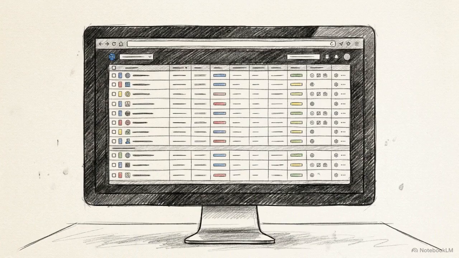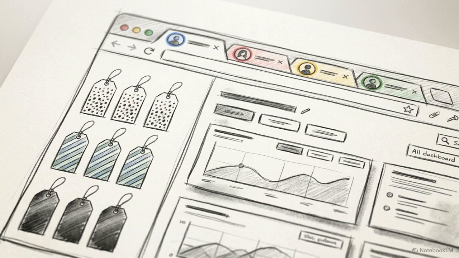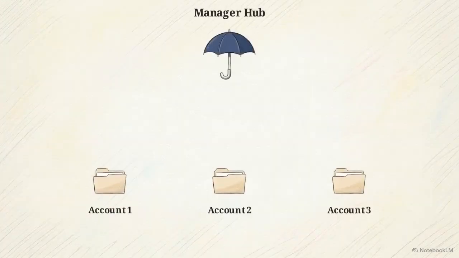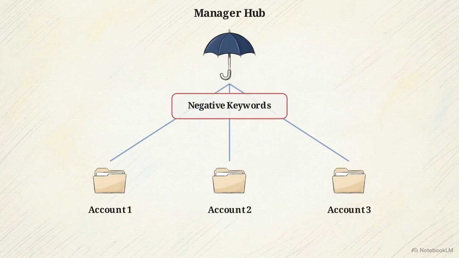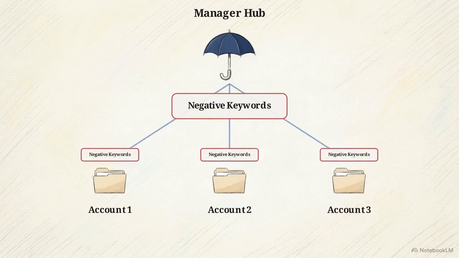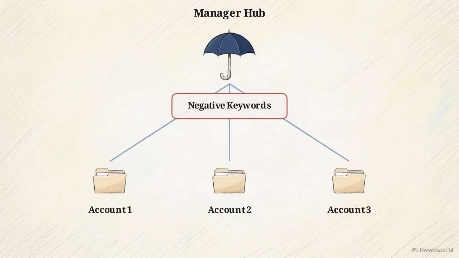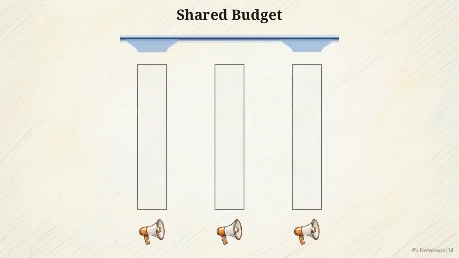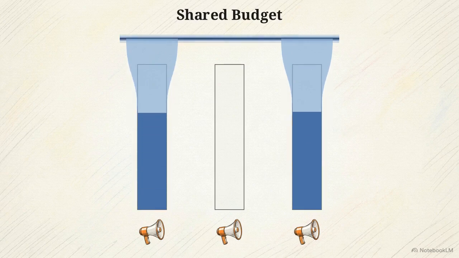We've now built a complete unified command center. You have a centralized umbrella hub, fully labeled child accounts, and a session conflict-free environment to work in. This architecture unlocks powerful cross-account features. For instance, you can now build a single negative keyword list at the manager level and deploy it across all your linked accounts simultaneously. You can also establish shared budgets that dynamically shift your monthly spend to the most efficient campaigns, regardless of which individual account houses them.